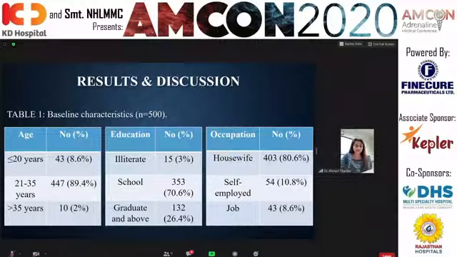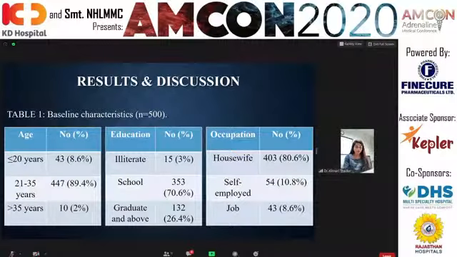So coming on to the results and discussion part, let us take table one, which shows us the baseline characteristics. About 90% of the females were in the age group of 21 to 35 years. Coming to the education, most of the females, about 71%, had some schooling, that is, from the first to the 12th grade. About 26% were graduates and above, and only 3% of the females were completely illiterate. As far as occupation was concerned, majority were housewives, about 81%. Coming to table two, next slide, please.